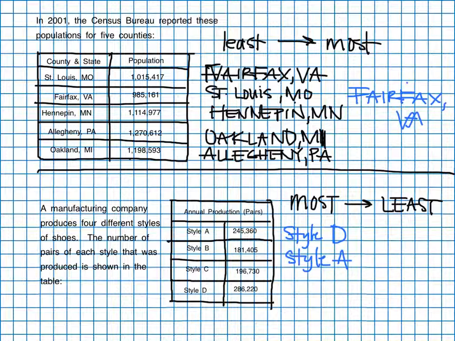Next, we're going to look at which of these two. Well, 1, 1, because they both have 6, 1, 1, and then we have an 8 and a 9. Now, which is greater, the 8 or the 9? Well, hopefully you know that the 9 is greater, so style C, and then style B is our least produced type of shoe.